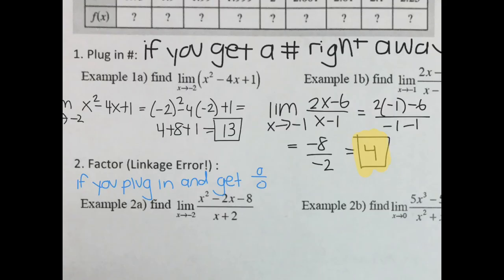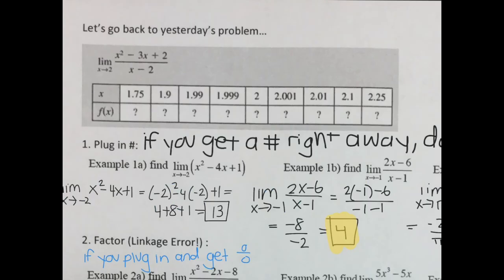Okay, so sometimes you're going to plug in that value and you're going to get 0/0. Well, in that case, that's not your answer. You're going to have to do more. You are going to have to factor or manipulate the function algebraically somehow to simplify it. So we're going to try this with yesterday's problem. What I'm going to do first is plug in 2 and see what we get. And when I did it, I ended up getting 0/0, right?